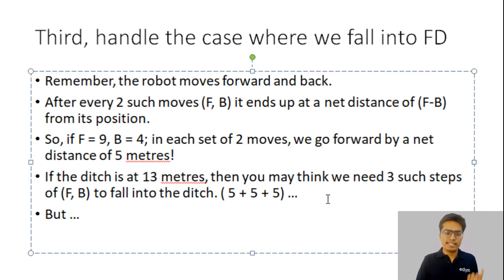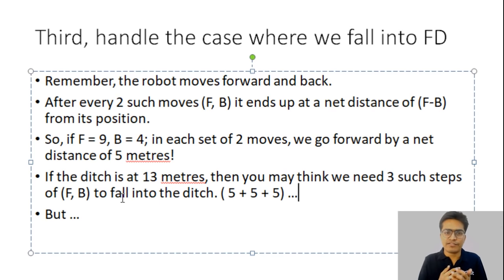Now, in our original test case, where we had the front ditch at a distance of 13 from 0, you would think that since 5 units is our net displacement each and every time, we would need 3 such pairs of F comma B, front back, front back, front back, and by the time we do that, we would have crossed 15 meters, which means we would have fallen into the ditch. But it's not exactly that, is it?